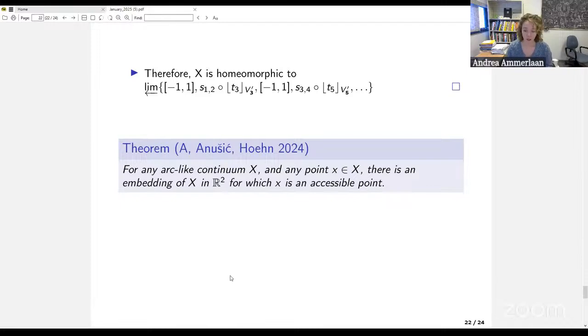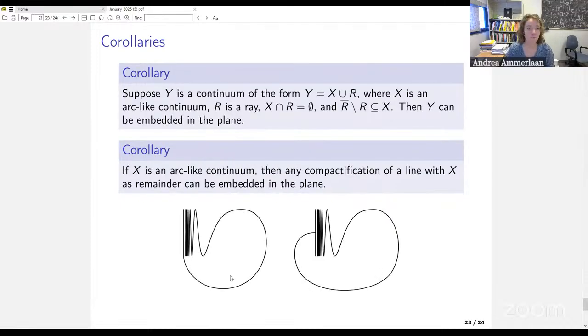All right. I went super fast, I guess, but here are some quick corollaries I can also mention. The first is a generalization of the Nadler-Quinn problem. It tells us that if you have a continuum which is the union of an arc-like continuum and a ray, which is disjoint from your arc-like continuum, where the ray compactifies on some subcontinuum of your arc-like continuum, then we can embed that continuum in the plane. The Nadler-Quinn problem was our positive result giving a positive answer to this corollary for the case when our subset of the arc-like continuum is just a single point.